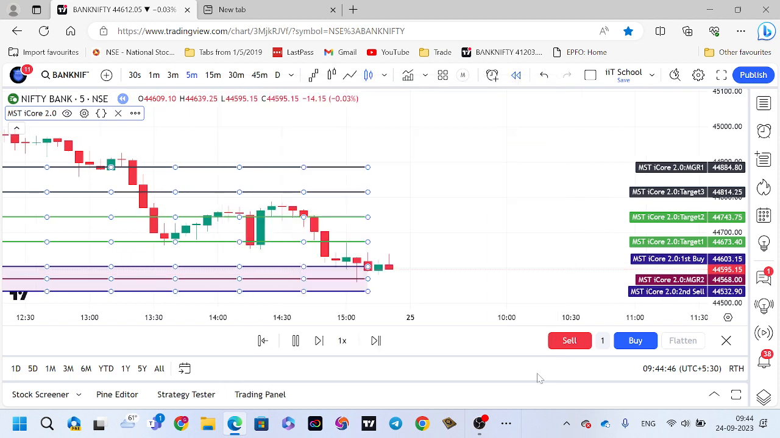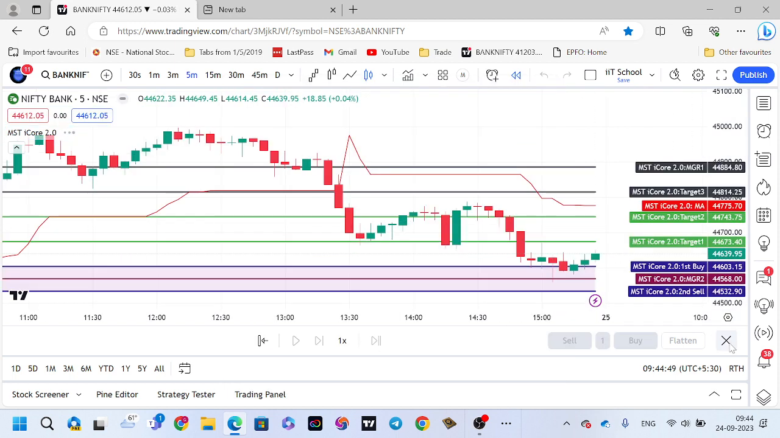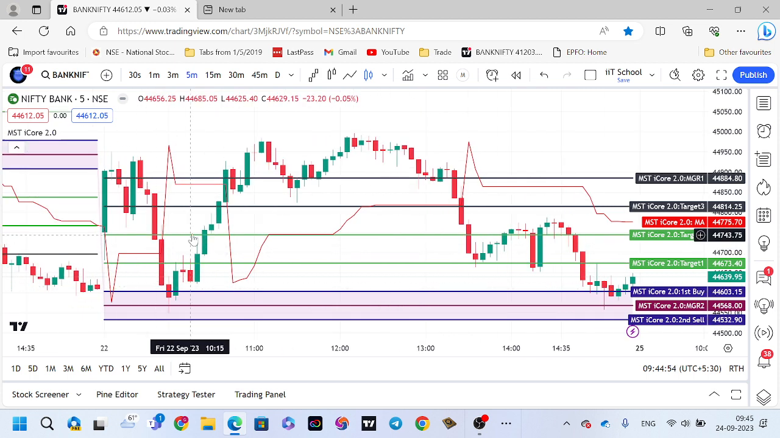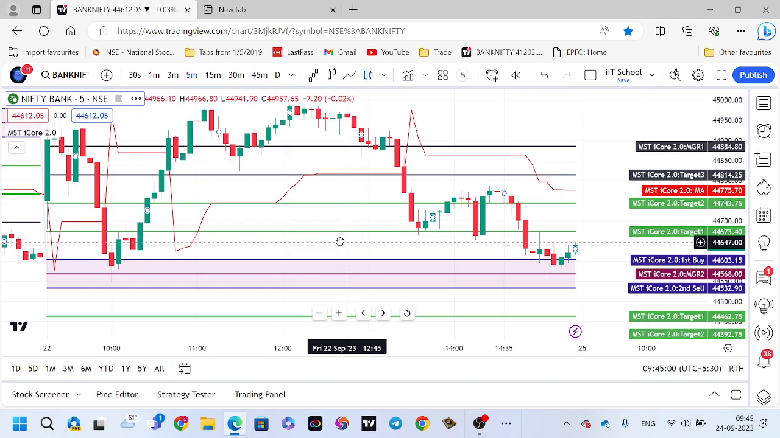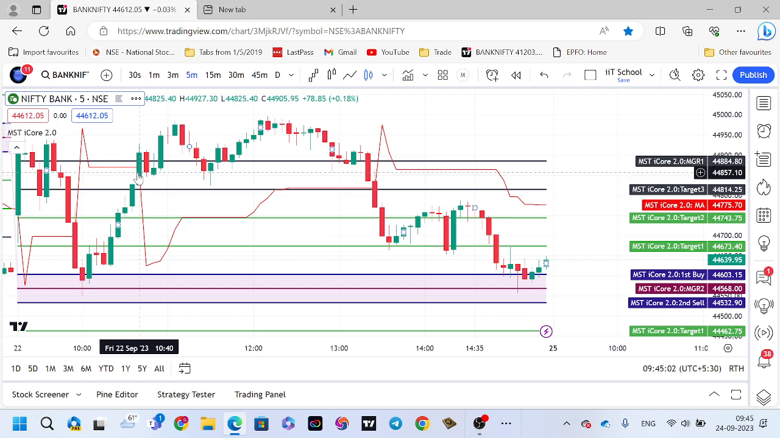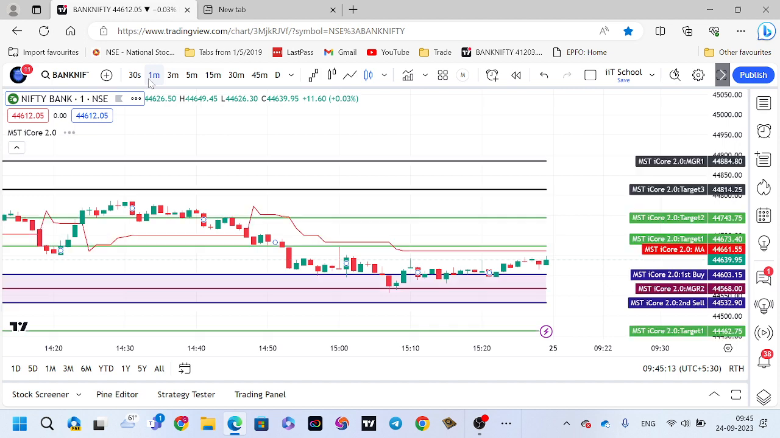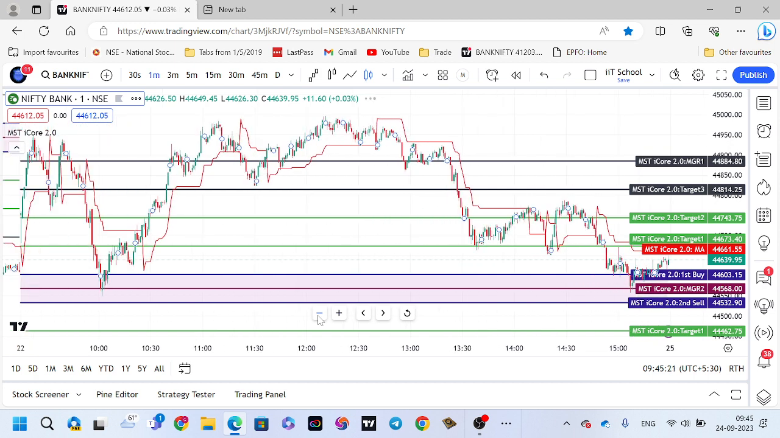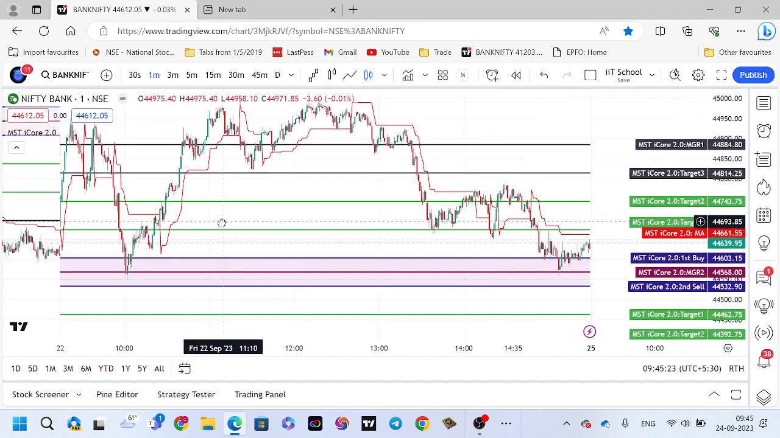So now I have enabled the super trend to know where to exit. See here, the super trend has given a signal only after reaching our fourth target. But our entry we have got at the extreme low level. So to know the super trend at an earlier stage, what you can do, you can go for the 1 minute time frame or 30 seconds time frame, so that it will show you an immediate entry.